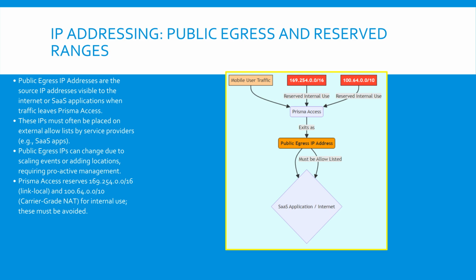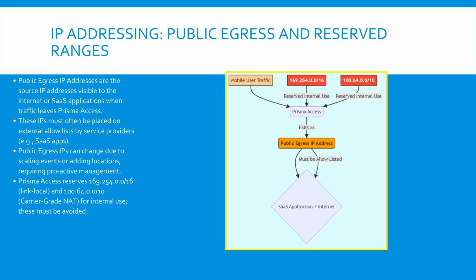Now, concerning addresses you must never use. Prisma Access strictly reserves two key IP ranges for its internal operations: 169.254.0.0/16 and 100.64.0.0/10. Attempting to use these reserved subnets anywhere in your deployment will guarantee network conflicts and must be avoided during all IP planning phases. Understanding these ranges simplifies allow listing workflows.